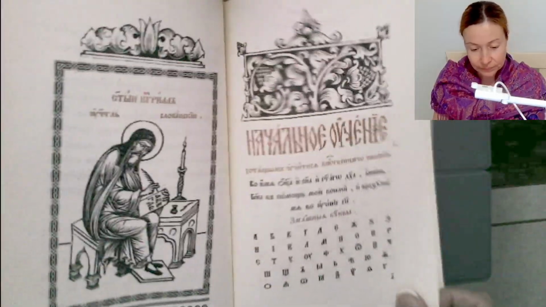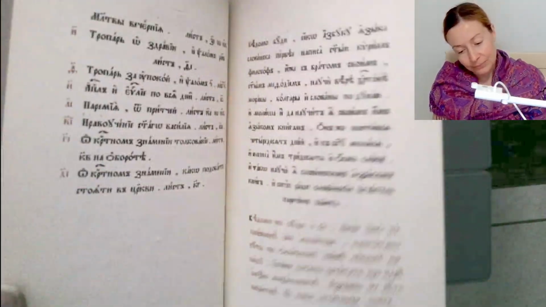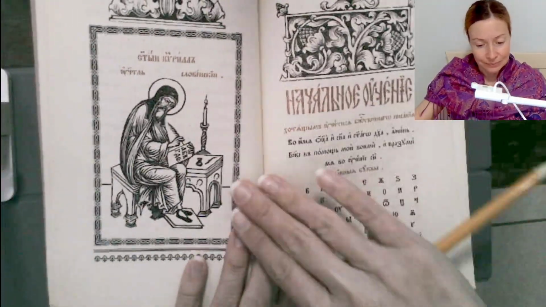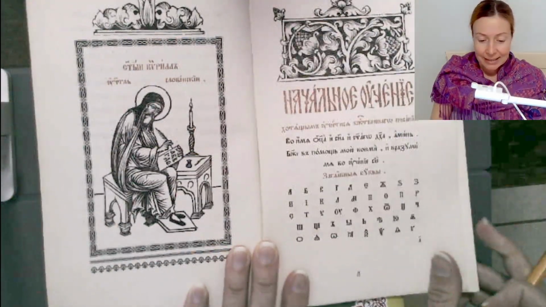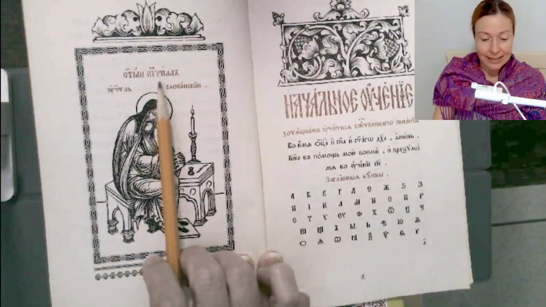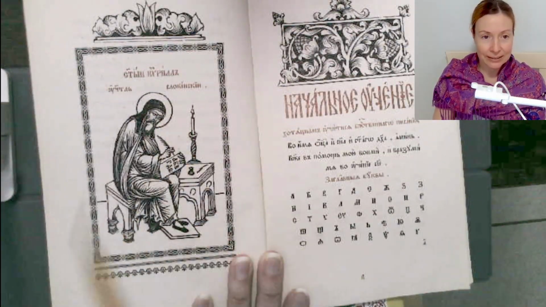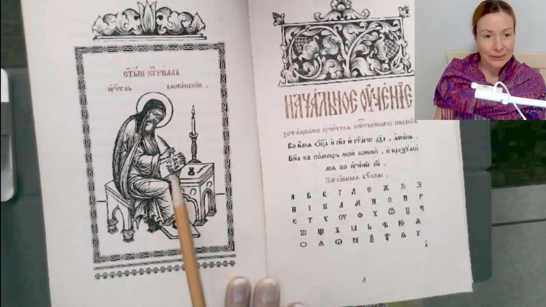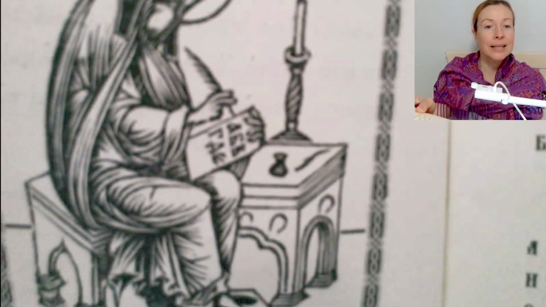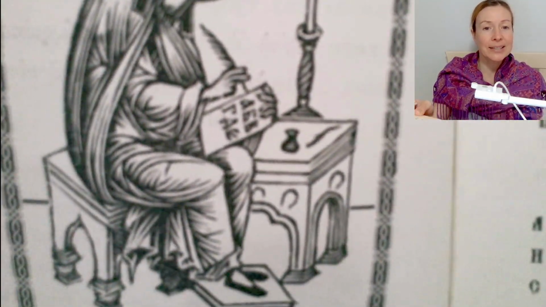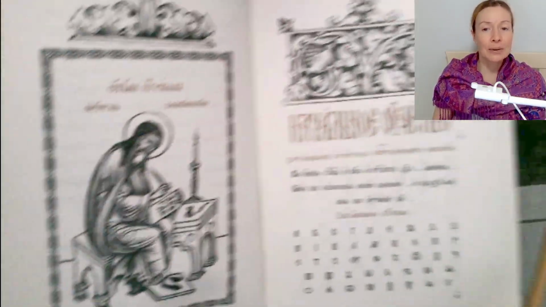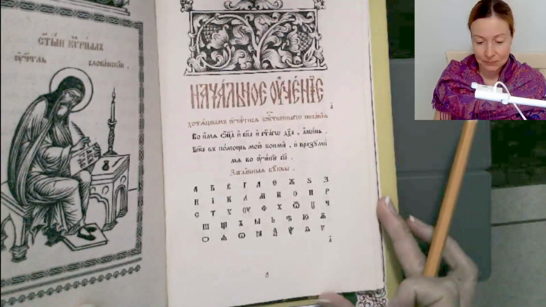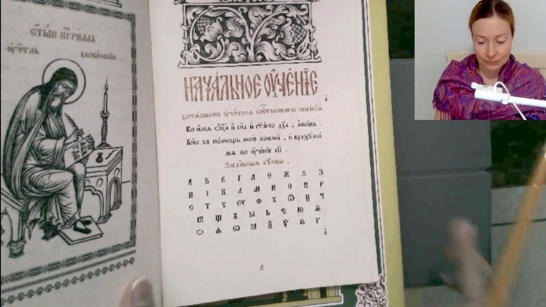So we see here again Святий Kirill, Saint Cyril, working on our azbuka. Here, look, these are the letters, the Slavonic letters. So he was working on our letters. And here we go.